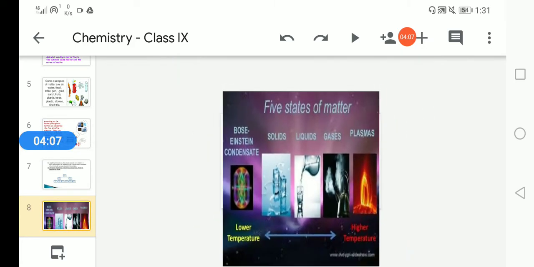So, take a look at the five states of matter. I have told you they are Bose-Einstein condensate, solids, liquids, gases, and plasmas. We will discuss the individual characteristics of these different states of matter in this chapter itself.